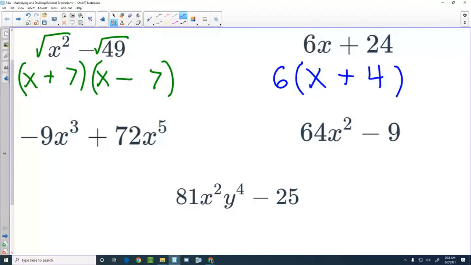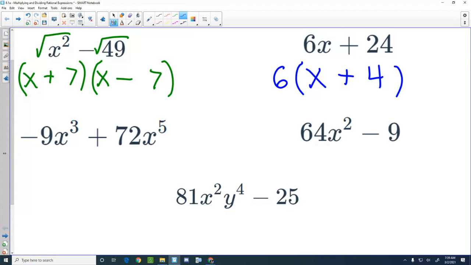And so that in blue has been factored. Look at that. It's smaller pieces, smaller components, right? 6 and then an x plus 4, right? 4 is a lot easier to work with than 24. It's a much nicer number. It's been factored, it's broken down.